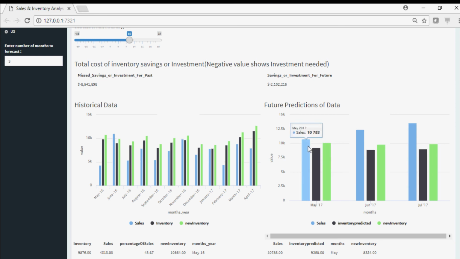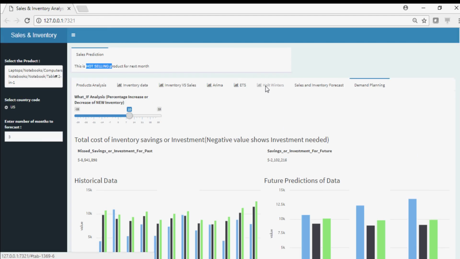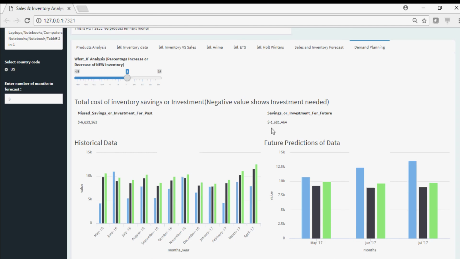So for this one, I have to make an investment, which is I have to buy more inventory. Because it's a hard selling product for next month, I'm going to invest $2.1 million. And I can go to a detail level. I can say, hey, what if I do 8%? I'm going to invest $1.6 million, but still kind of hitting the sales target.